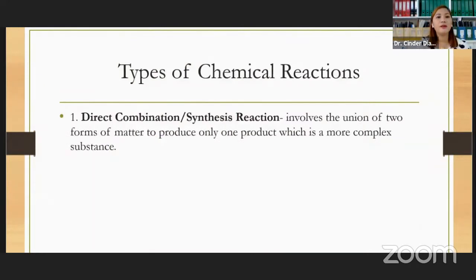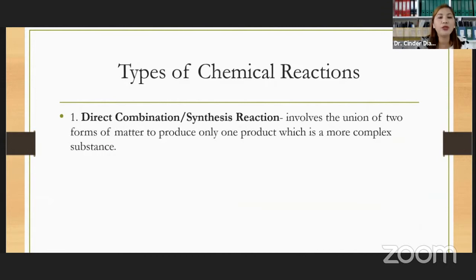Okay. The first type of chemical reaction is direct combination, also known as synthesis reaction. So this involves the union of two forms of matter to produce only one product, which is a more complex substance.